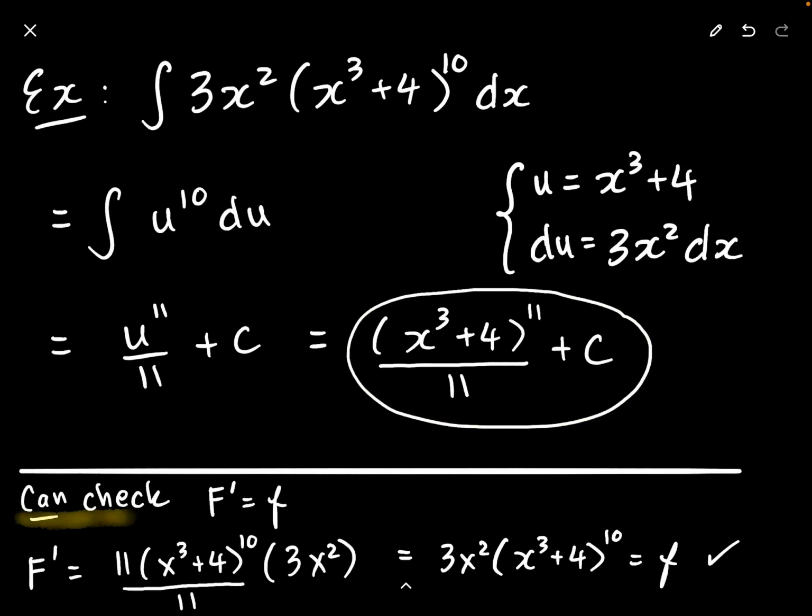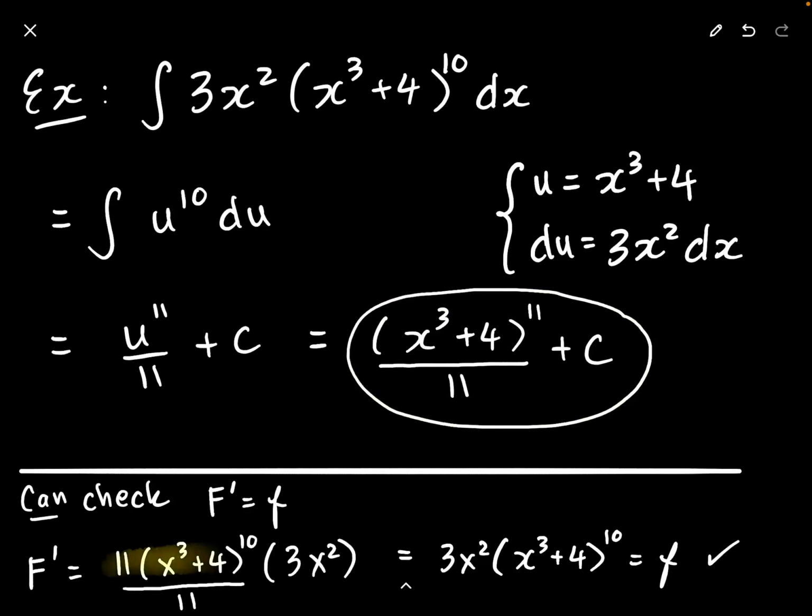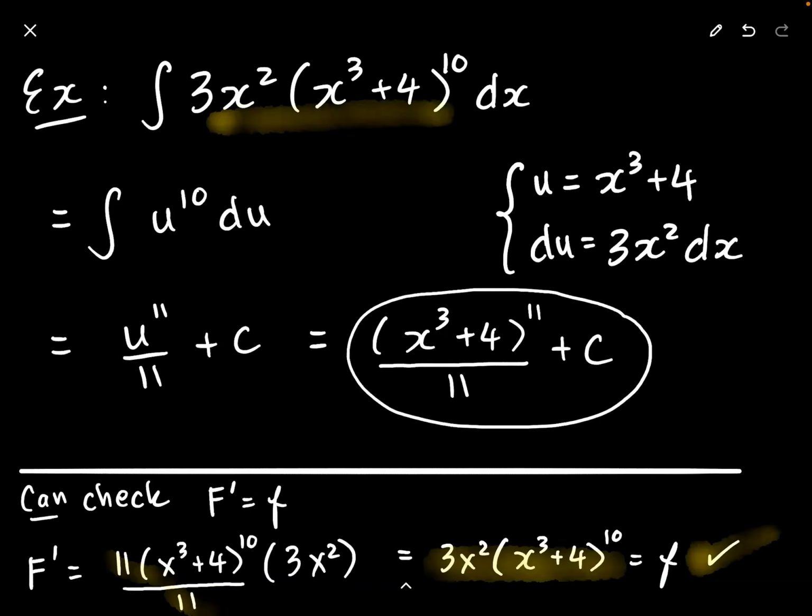It's up to you if you want to check your answer. You can take the derivative of the antiderivative and see if we get back the integrand. So we can take the derivative of (x cubed plus 4) to the 11 over 11 plus c. To take the derivative, we will use the chain rule. The derivative of u to the 11 will be 11u to the 10 times u prime. The derivative of x cubed plus 4 is 3x squared, and we kept the constant over 11. The 11 and the 11 will cancel, so we're left with 3x squared times (x cubed plus 4) to the 10, which is what we had originally, so it's correct.